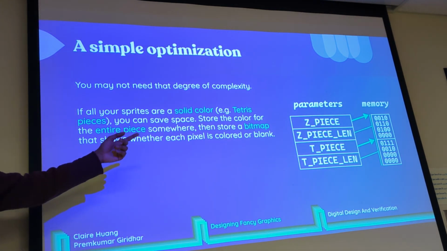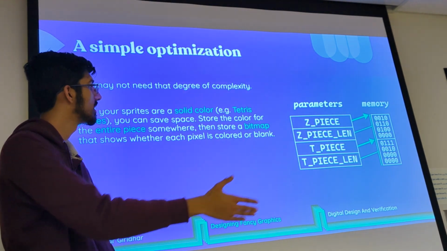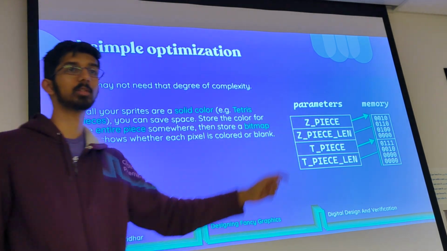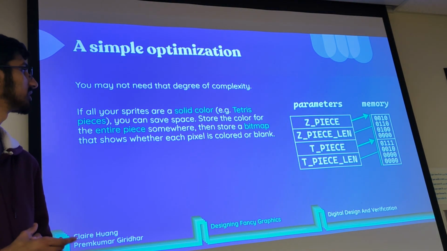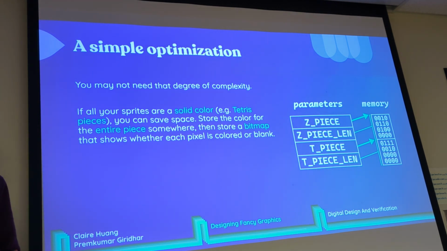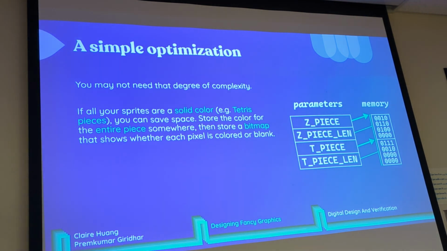So as you can see here for Tetris, this is an example of what we did. You take the Z piece, for example, which kind of goes like this. We just stored a bit field where 1 represents the pixel existing in a certain spot, and 0 just meant the sprite is not there in that pixel. And we have the same with the T piece and so on.